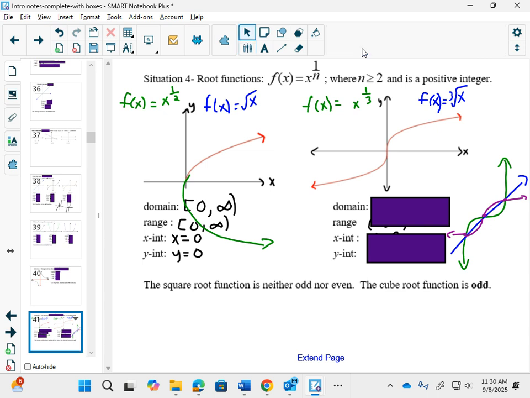So your x to the 4 graph would be similar to this one, x to the 5th root graph would be similar to that one, and so on. Here are your domain and range, it's everything. And your x-intercept and y-intercept are 0.